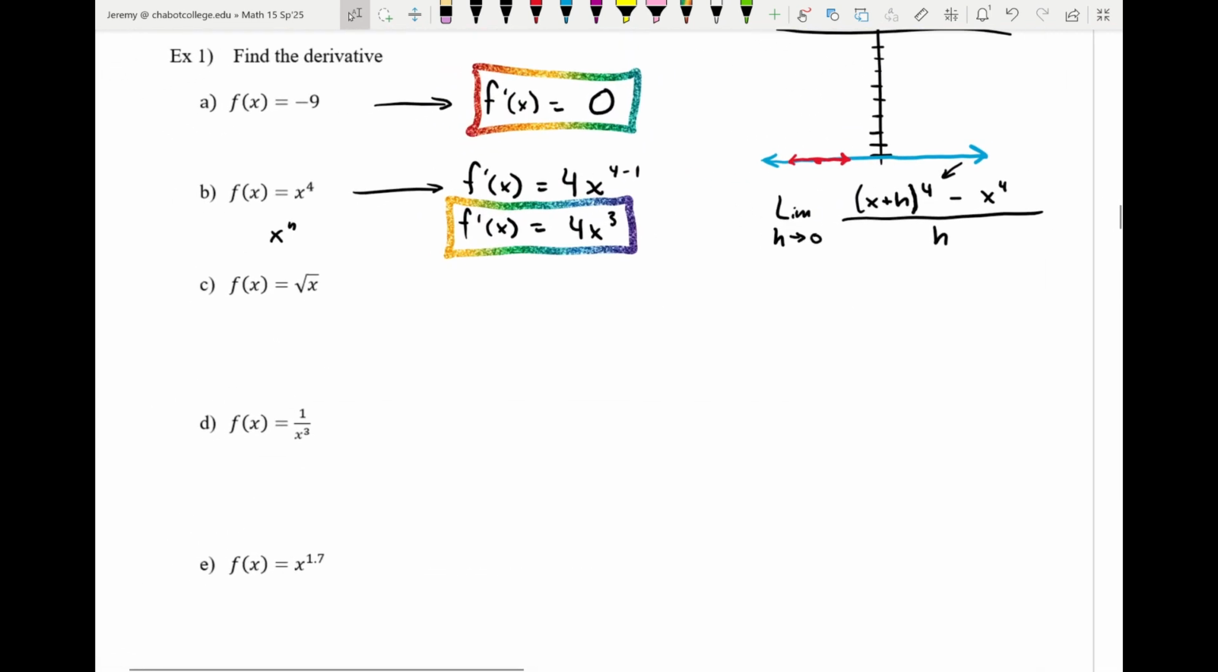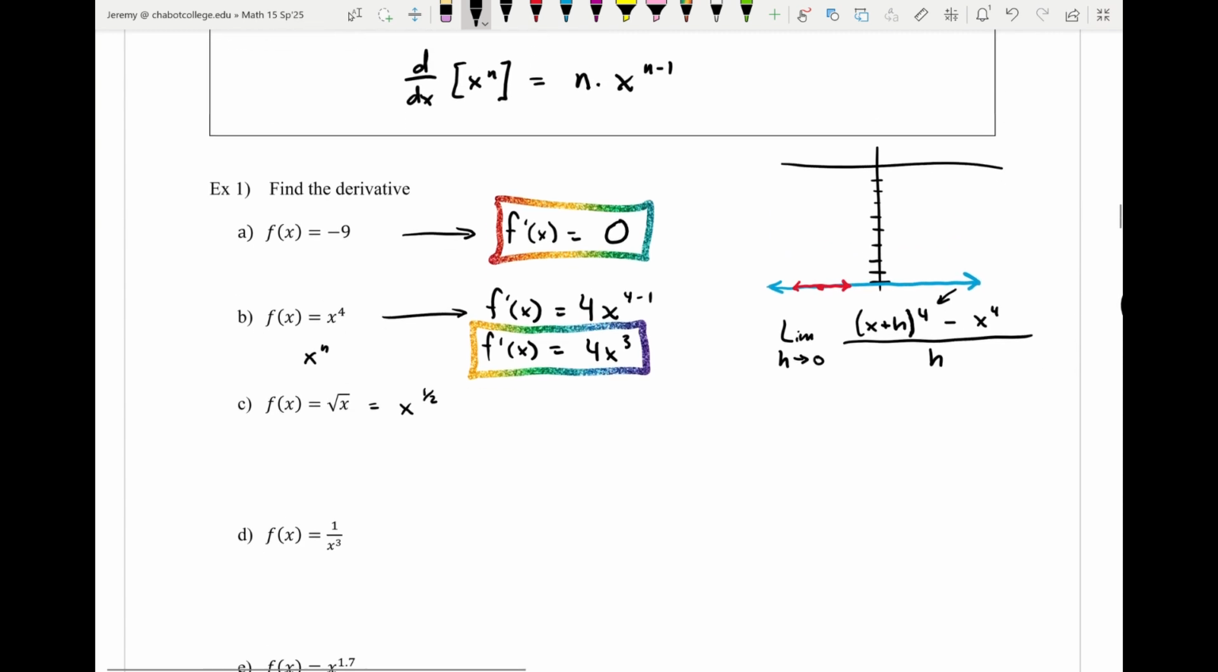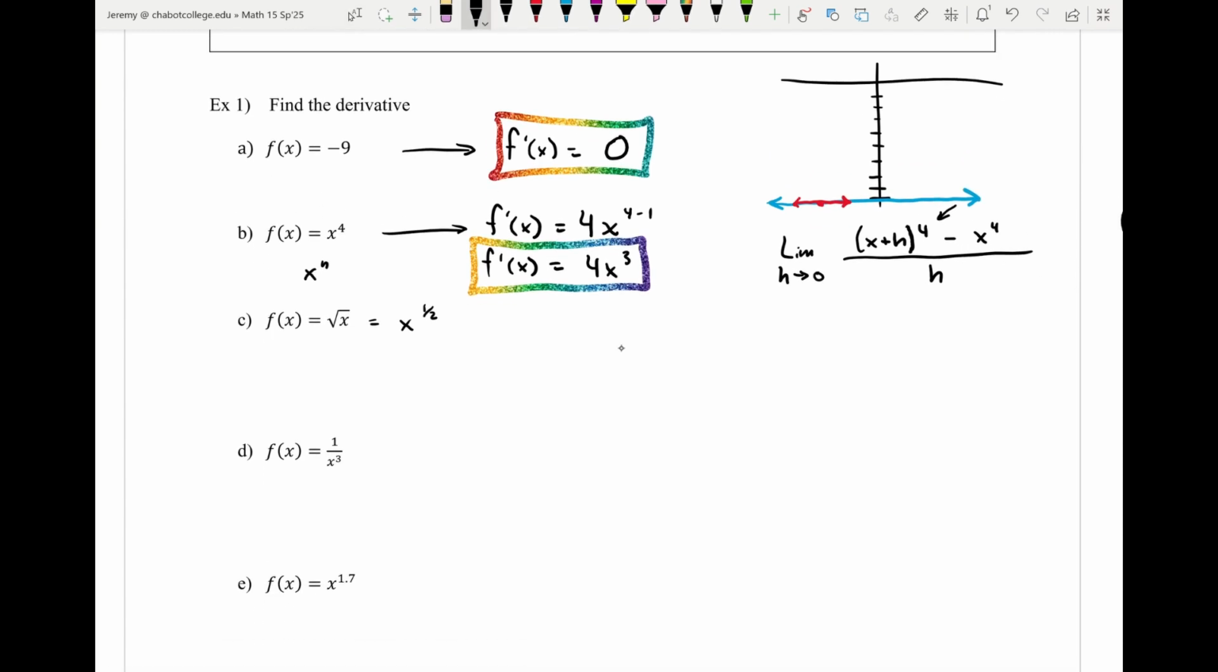So it turns out there's a much, much quicker way to do this, because we can rewrite the square root of x using an exponent. I can rewrite this as x to the 1/2 power. And writing it in this way enables us to apply the power rule, which we just learned up there. So the derivative, f prime of x.